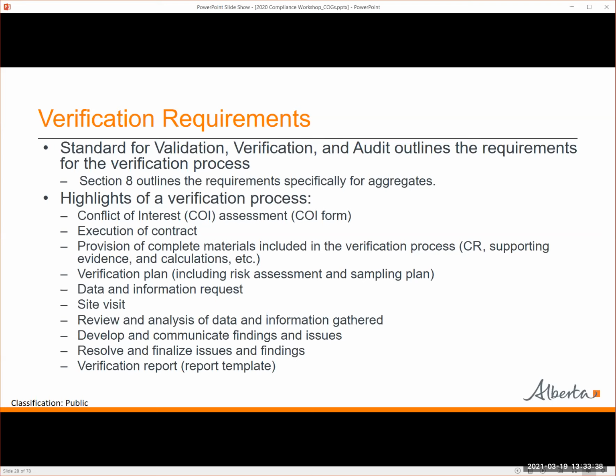Once the verifier has collected all of the data and information, they will conduct a review and analysis and assess whether there are any issues or verification findings. And this is the point where the verifier will communicate any issues back with the facility. If there are material issues identified, the expectation is that the facility would resolve those material issues before a compliance report submission, and of course before a verification can be completed with a positive opinion. So all of these issues and findings that are identified in the verification process would then be provided in the verification report. And we do have a verification report template that is available for verifiers to use, and it is on our TIER website.